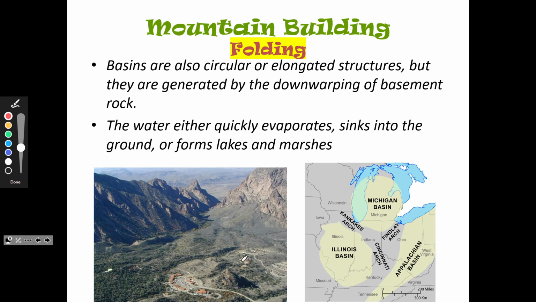Since they have this downwarping, water can collect there. If the water just evaporates, then okay. But sometimes that water can sink into the ground. If enough water is there and it doesn't evaporate, then it can form lakes or marshes as well. So we've had anticlines and synclines, those are examples of folding. Our domes and basins are also examples of folding, just on a larger scale, creating those structures.